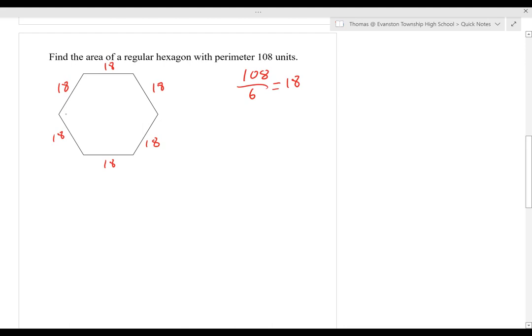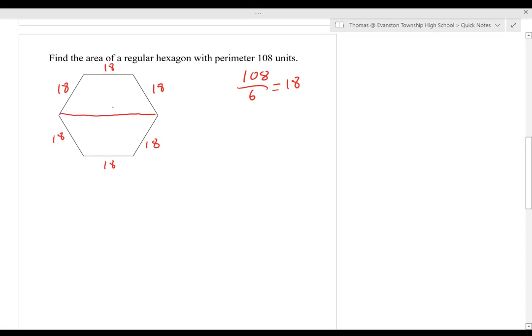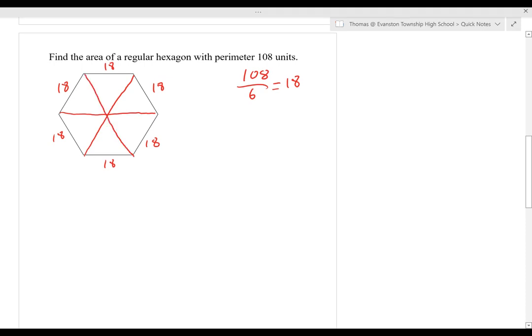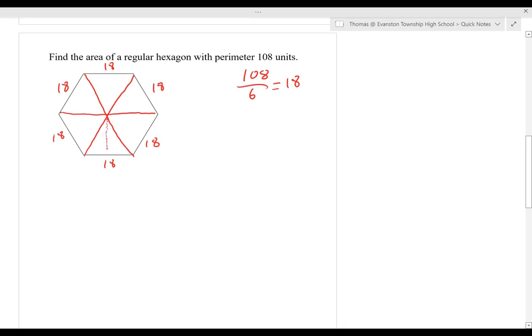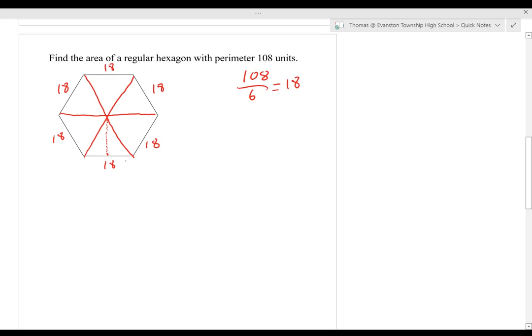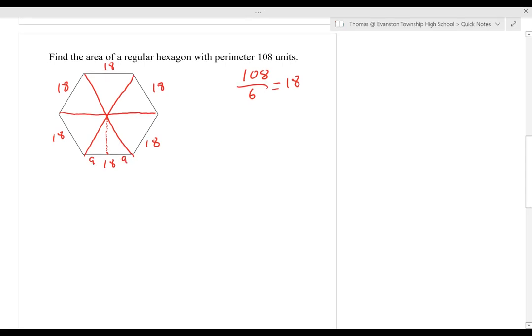It also divides the hexagon into 6 congruent equilateral triangles. So again, what we can do is drop down from the top angle, and I know that this side is going to be 9, this is 9, that hypotenuse is 18, and the height is 9 square root of 3.